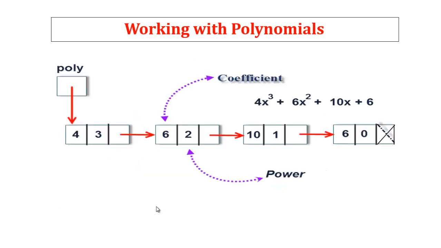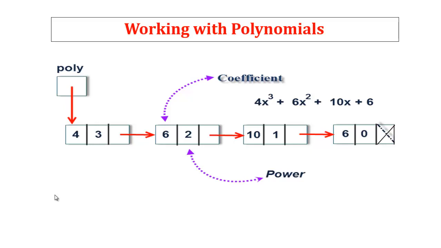This is working with polynomials. Take an example. Consider this example of a linked list. In the previous video lecture we saw what is a linked list, and what is the characteristic of a linked list, that we call two fields.